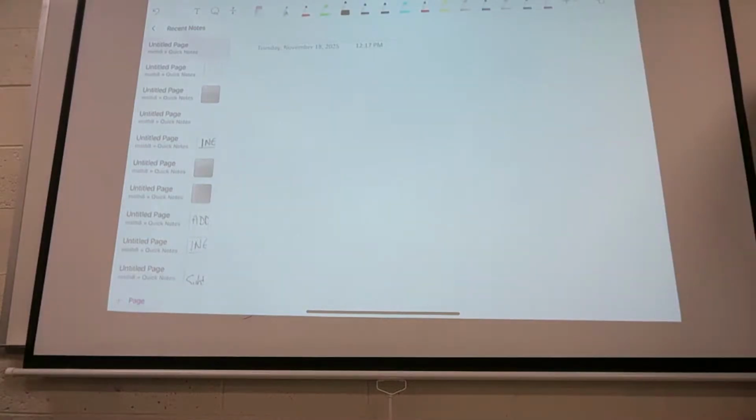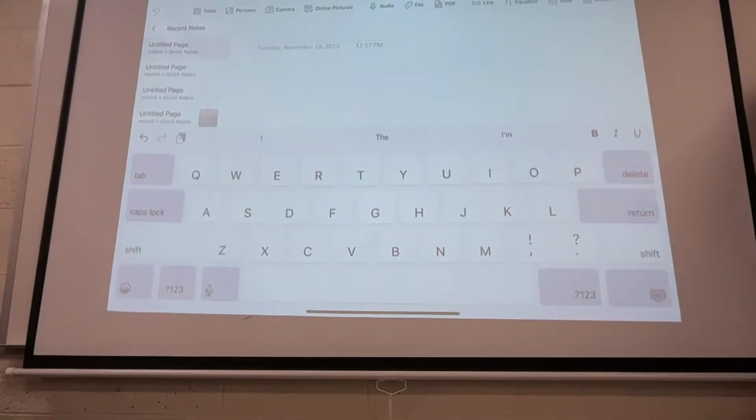So dividing decimals. Let's see, did I have? No, I didn't take a picture of that. All right.